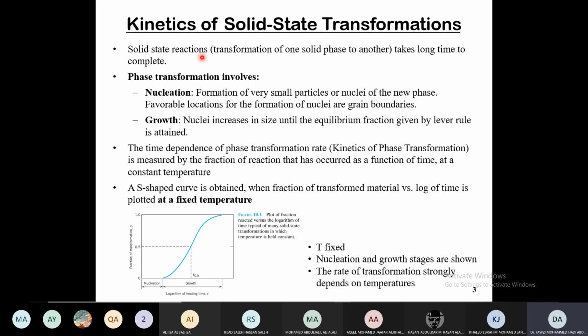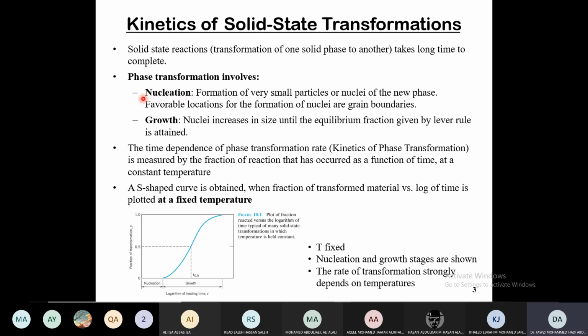The solid state reactions, the transformation from one solid phase to another phase, take a long time to complete. And this is what we know from the phase diagram. Why? Because the diffusion process is very slow. Now, the phase transformation involves two stages basically.